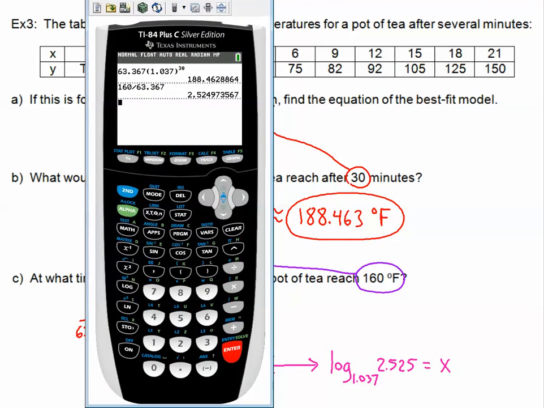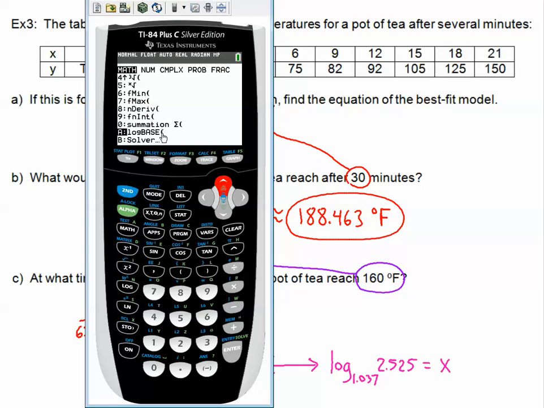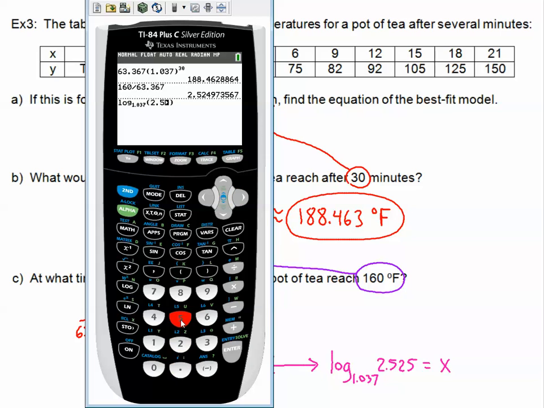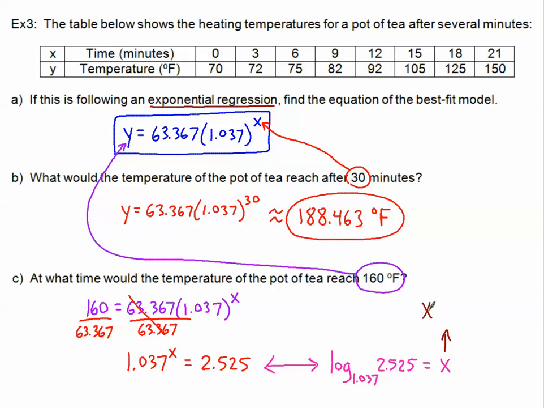So when I plug this in, I can go to math, and I push up twice, up, up, and I have my log base. Pushing that gives us a little spot for the base and a little spot for our number. So there's our 1.037, and I'll push the arrow to get into the number spot. This is 2.525, and that's all that I need. Push enter, and we have x is approximately 25.494, and we're talking about minutes. It's about 25.5 minutes. So that's a good equation to solve.